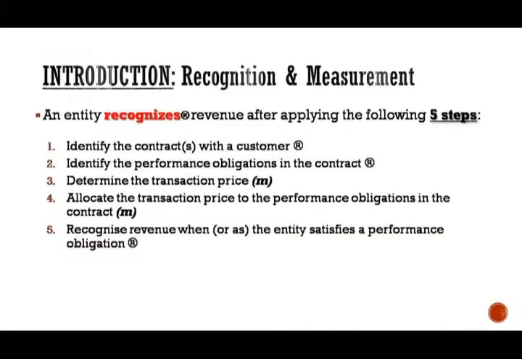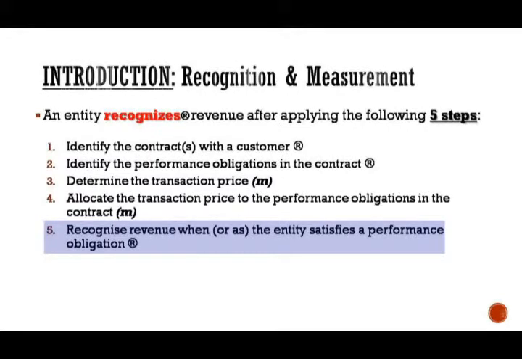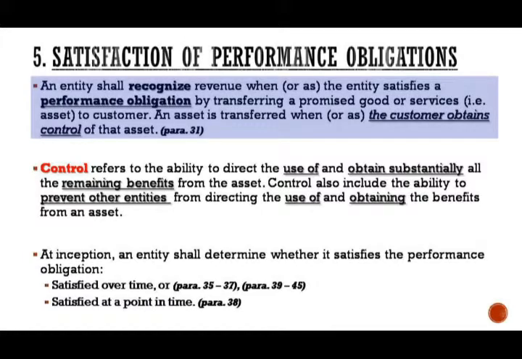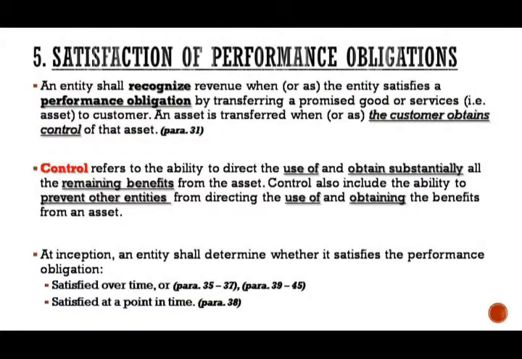We'll be covering step 5 of IFRS 15, revenue from contracts with customers. Step 5 deals with satisfaction of performance obligation. In this step, we'll be recognizing revenue. Then, what you need to know is that an entity recognizes revenue when or as the entity satisfies a performance obligation. It means that the entity must have transferred the promised goods or services to a customer.